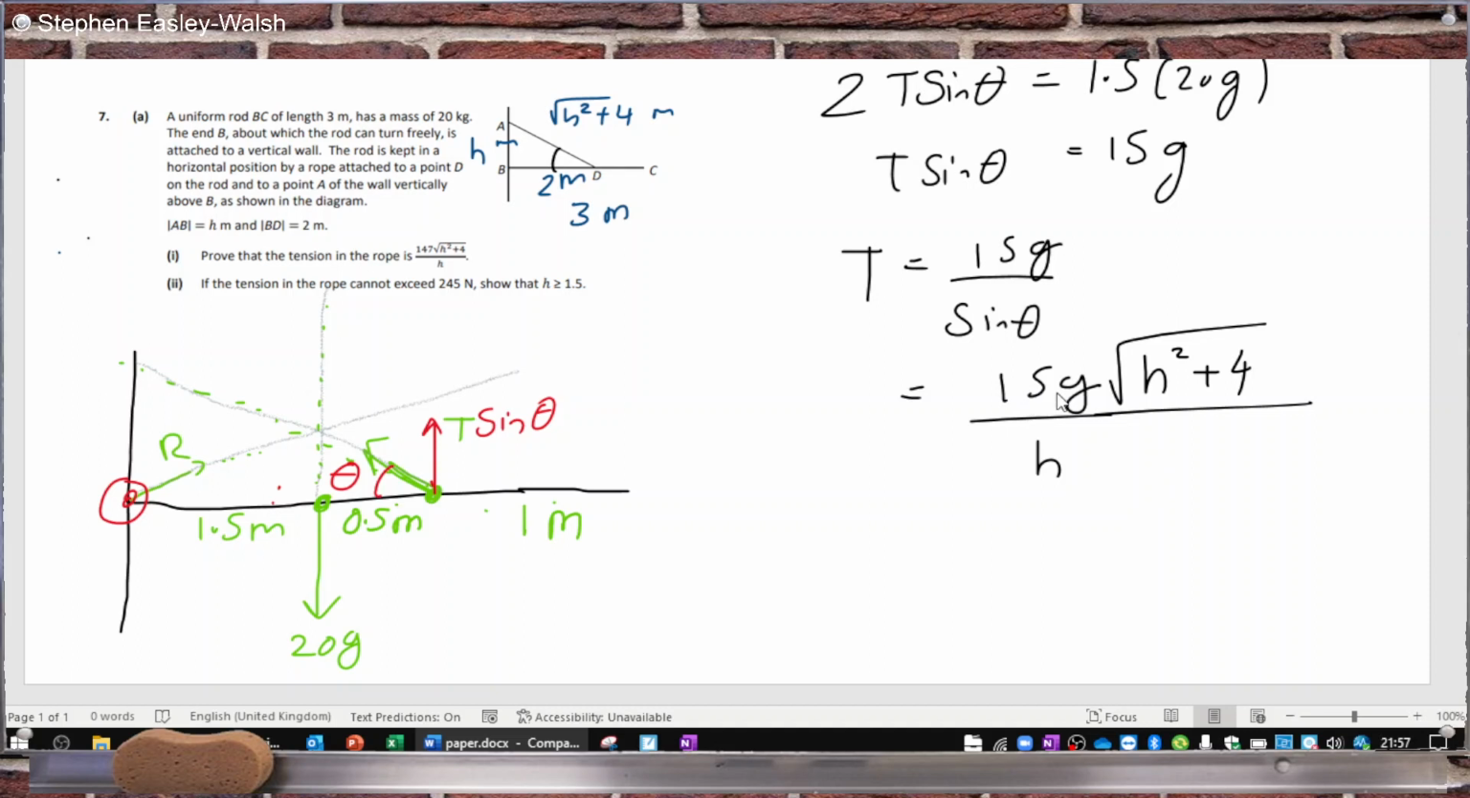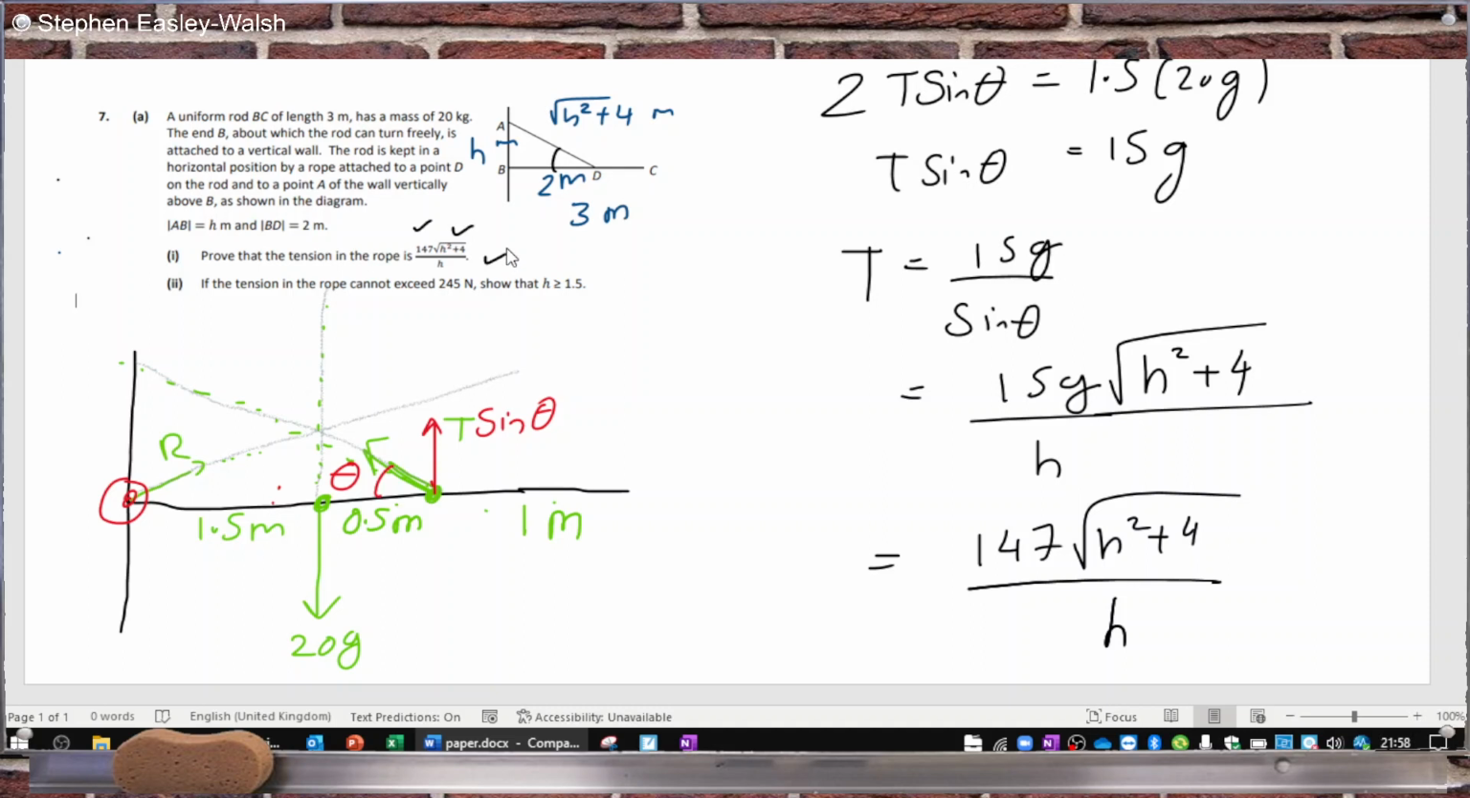I'm assuming 15G is 147. I mean, it seems like it should be, shouldn't it? Because G is about 10. So might as well check on the calculator. 15 times 9.8 is indeed 147. So T is 147 root H squared plus 4 over H. Does that match up? It does, and we're happy.